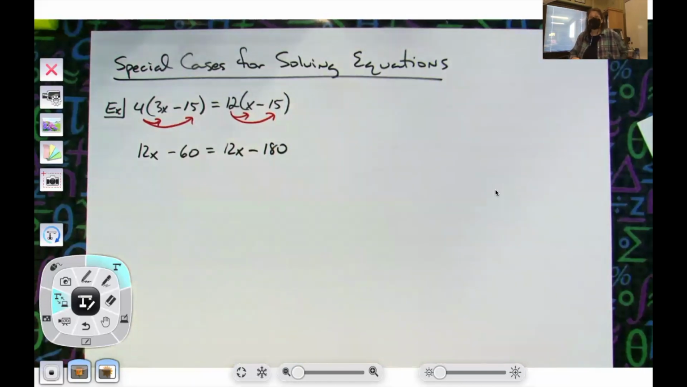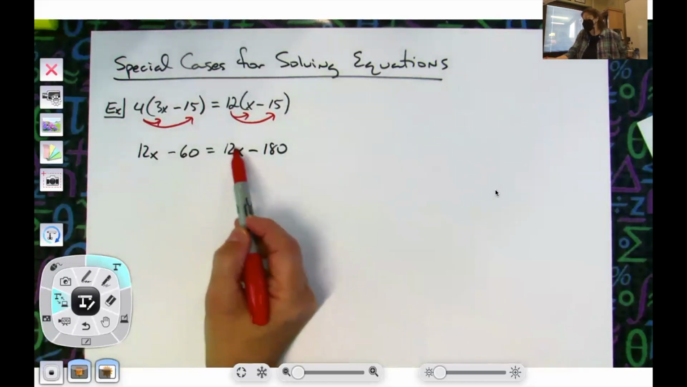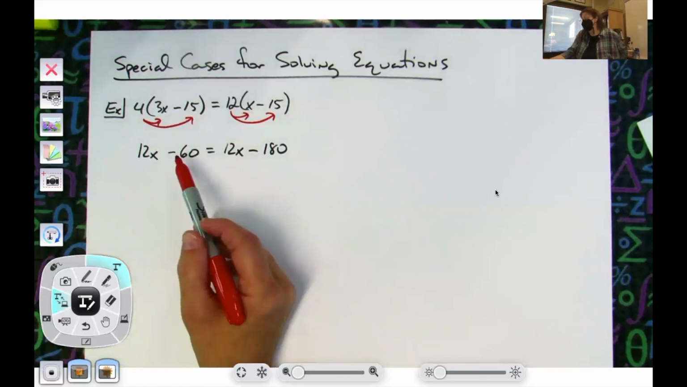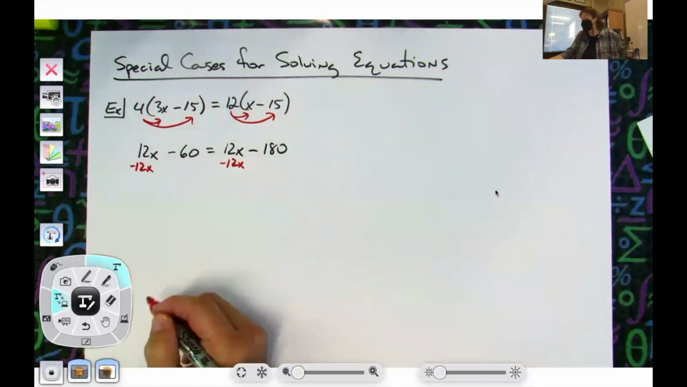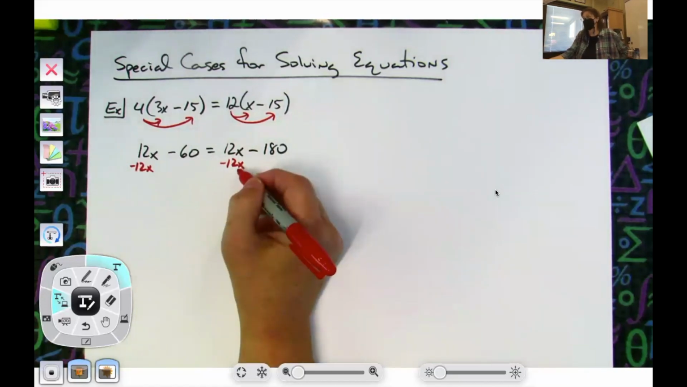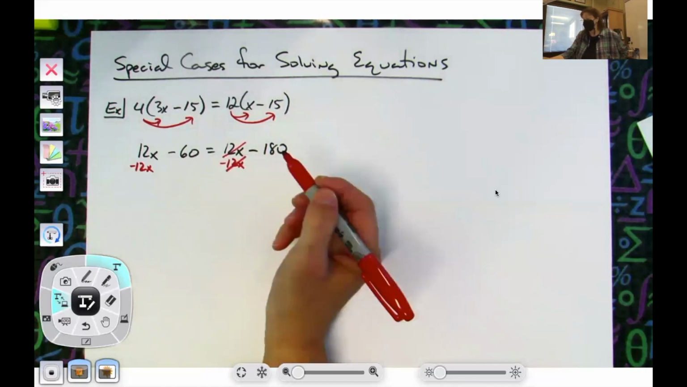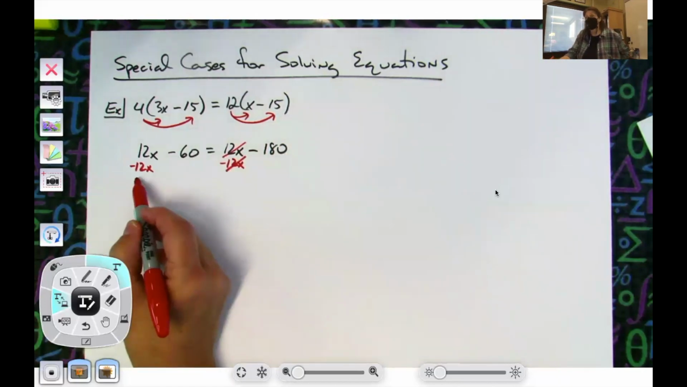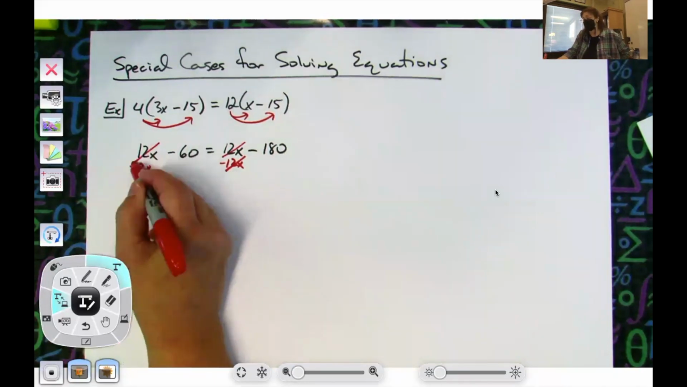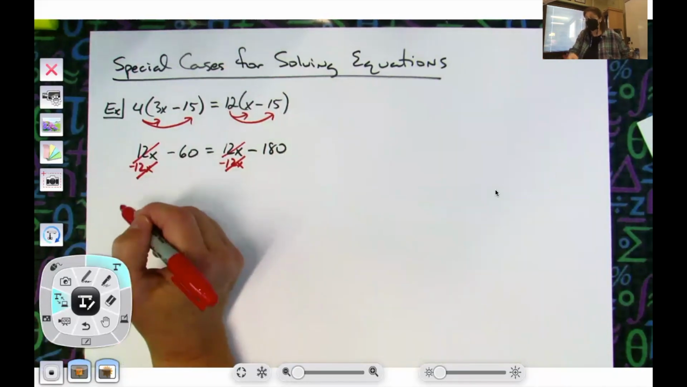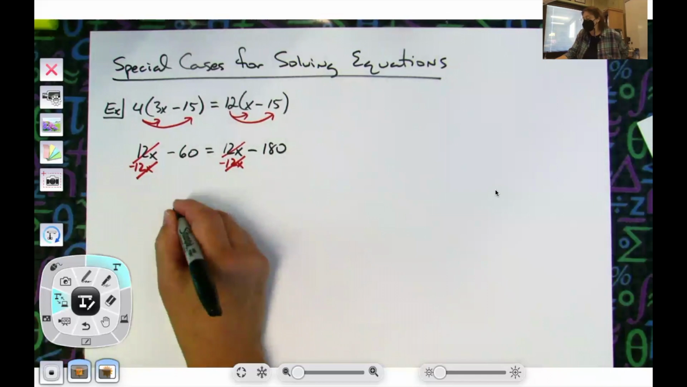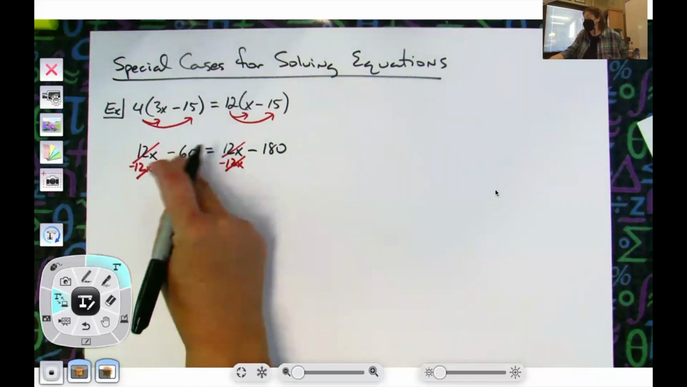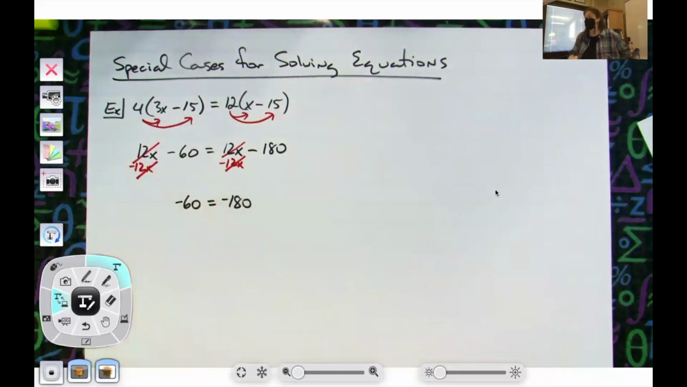Now this is an x on both sides, right? I take this 12x and it's positive, so I'd subtract 12x. If I minus 12x here, then I minus 12x over here. 12x minus 12x is 0, so it crosses out, which is what we want to happen. But over here, it also crosses out. That can happen. It just did. I have a negative 60 on this side left over, and I have a negative 180 on that side.